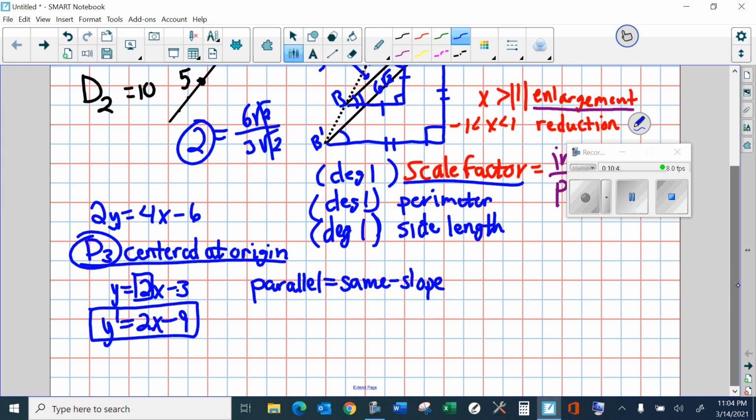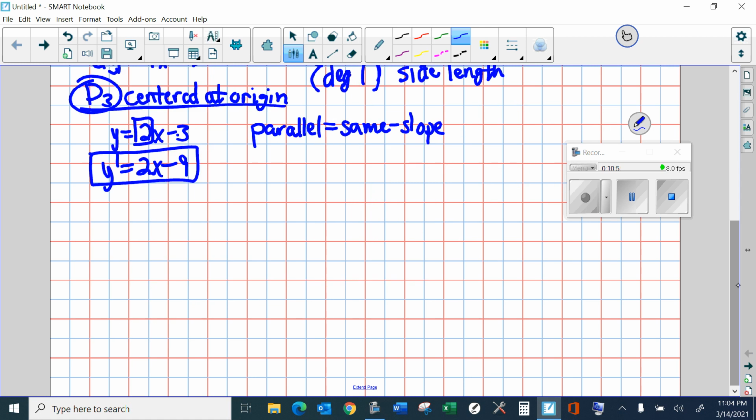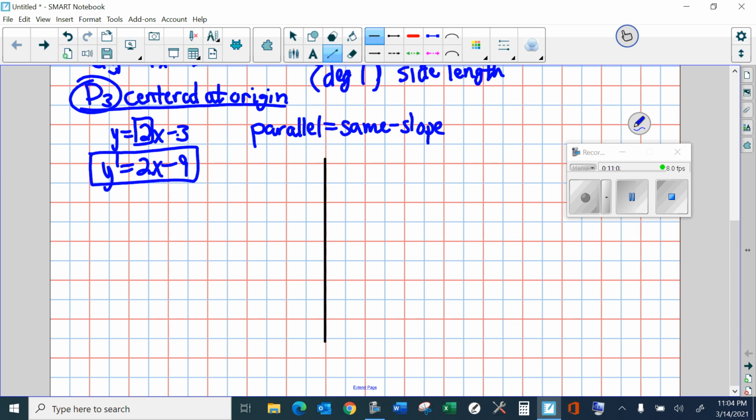Okay, now let's say it's not at the origin. Some of you might get an equation on the GCAS where it's centered at the origin. Some might get it where it's not at the origin. So you have to know how to do both. Okay, so let's say let me draw in coordinates here. Okay, x-axis, y-axis. Let's say we have this line right here.